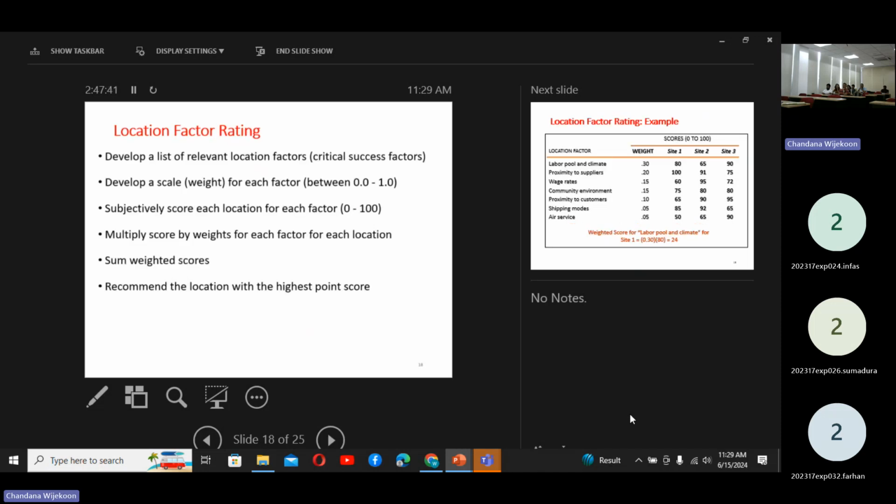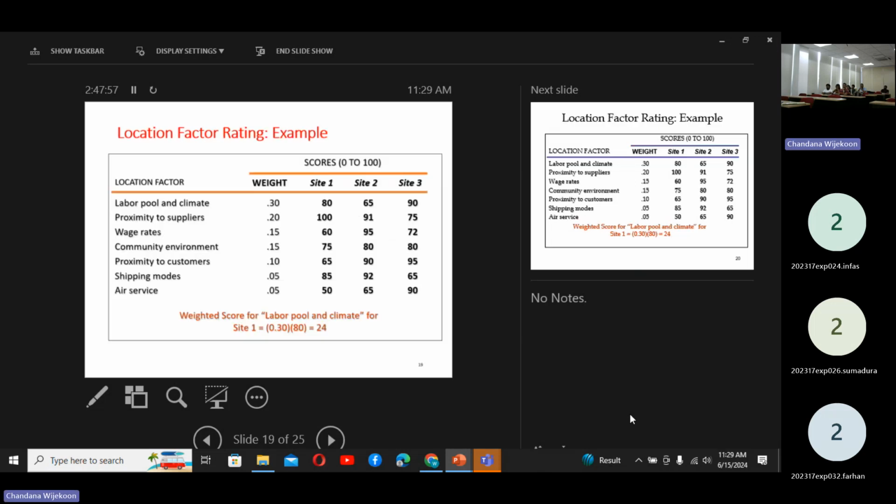So that is step number 2. Use weight to refer to the importance of the factor. Then comes the most difficult step of this technique, where we subjectively score each location. Now we have factors, we have weights, and in this case they are considering 3 alternative locations, site 1, 2 and 3.